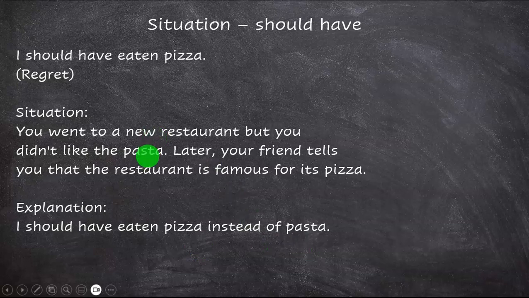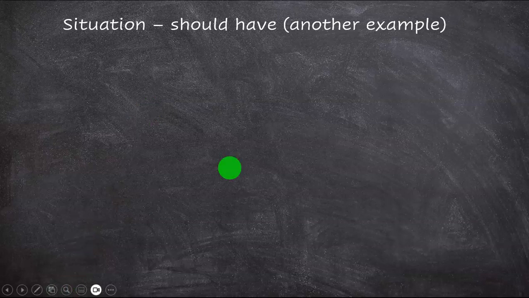Had you known that this particular restaurant is famous for its pizza, not for its pasta, you say, I should have eaten pizza. Now you regret it. Right? Now, do you understand the meaning of should have with a regret? Wonderful. Let's move on. Should have, another example. You should have eaten pizza.